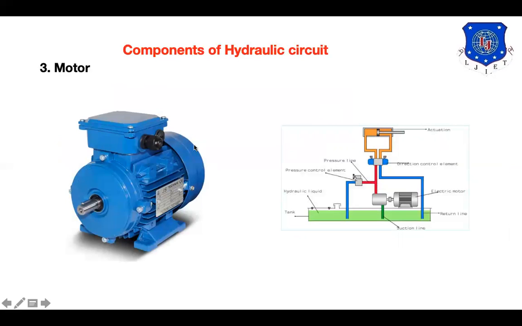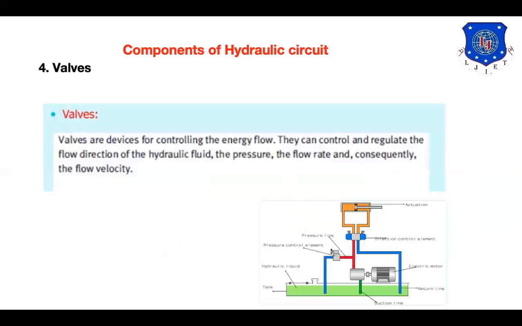The third one is the motor. We require the motor in order to drive the pump. Normally it is mounted on the reservoir top section, and it is coupled to the shaft of the pump. Here we can use an electric motor as per our requirement, based on how much pumping pressure we require. Based on that, a 3 HP, 5 HP, or 7 HP motor is chosen.